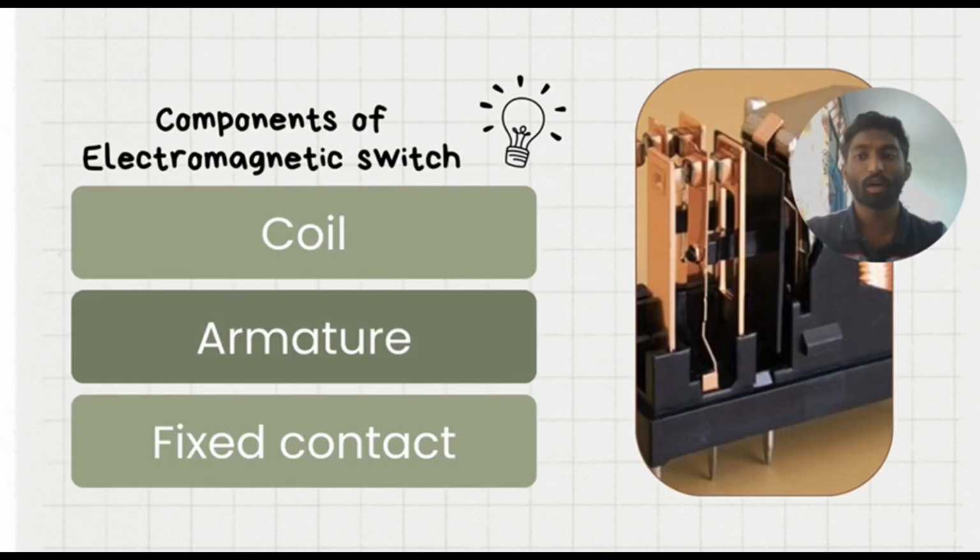Before we delve into how displacement current comes into play, let's review the key components of an electromagnetic relay. A relay typically consists of a coil of wire wound around an iron core, an armature, a movable switch contact, and a set of fixed contacts. These components work together to control the flow of electricity throughout the relay.